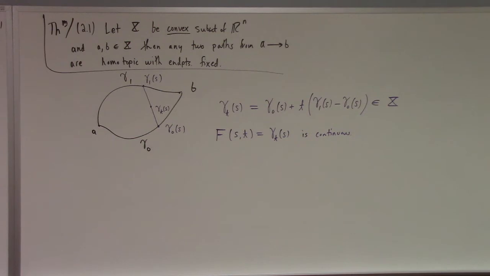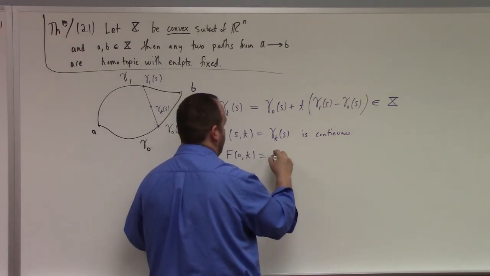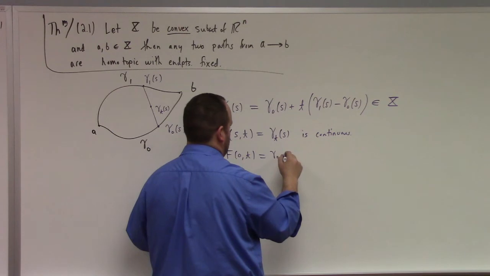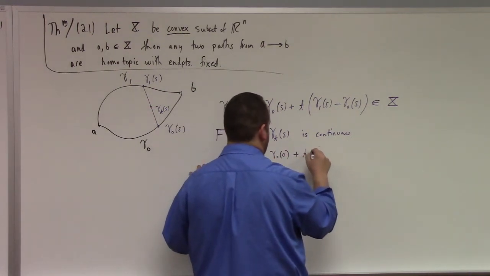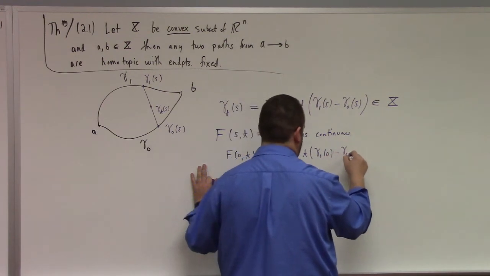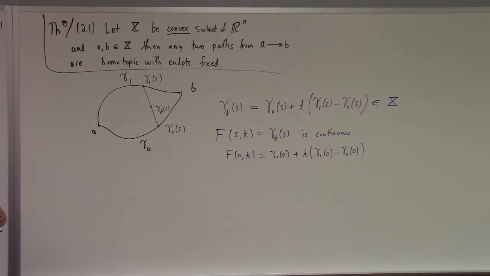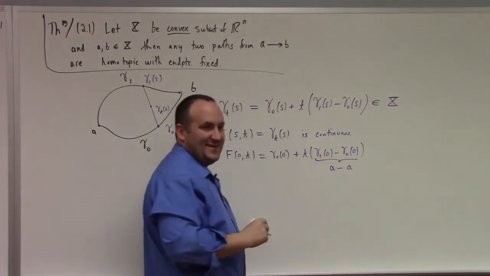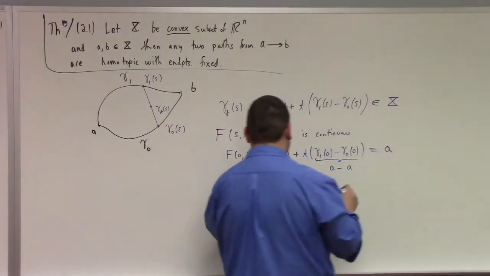How about F of 0, T? Let's check that. What's that give us? S is equal to 0, so gamma 0 of 0 plus T times what? Gamma 1 of 0 minus gamma 0 of 0. What's that work out to? I sure hope it works out to A. Yeah, here you're looking at A minus A. So good news, the T goes away. Whew, that's a relief, because we don't want a T here, we just want A. And that is in fact what we get.